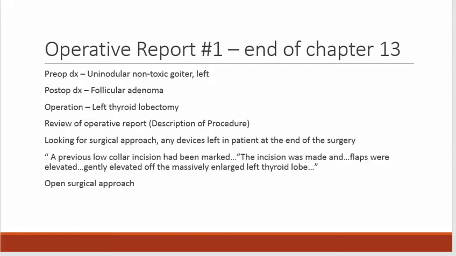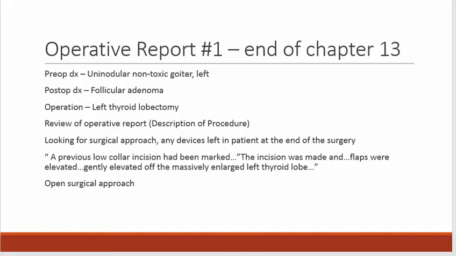It's important that you look at the clinical information above the body of the operative report. So you look at the information next to the operation line, which says left thyroid lobectomy. And then you also read the information under the description of the procedure, because you're looking for the surgical approach and if any devices are left in the patient at the end of the surgery.